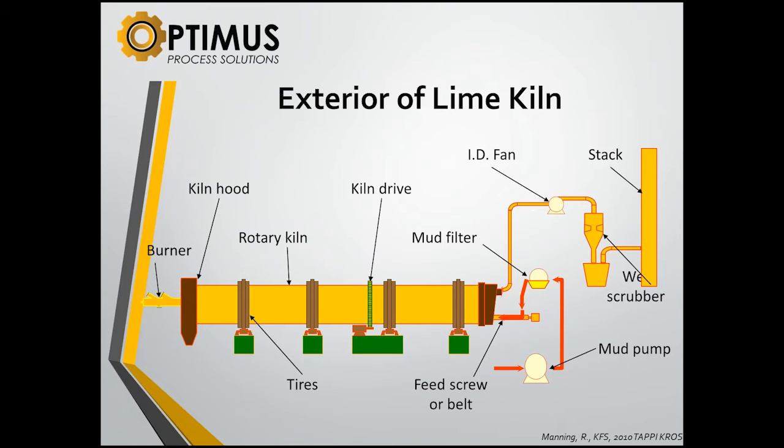Again, it's countercurrent, meaning that the gases are being drawn through the kiln from the discharge end. The burner is producing the heat coming in, and the secondary air is coming in from the hood, goes through the kiln, up to the ID fan, through a wet scrubber, and out the stack. The kiln is turned by a main drive, typically a gear and pinion type arrangement, and it's supported by tires that run on support rollers or trunnion rollers.